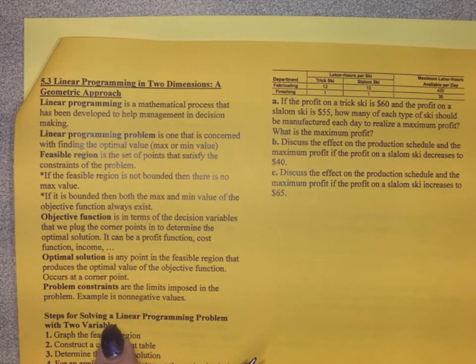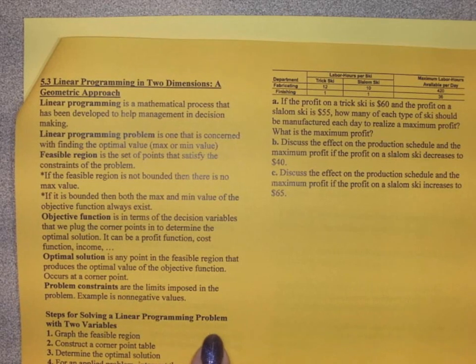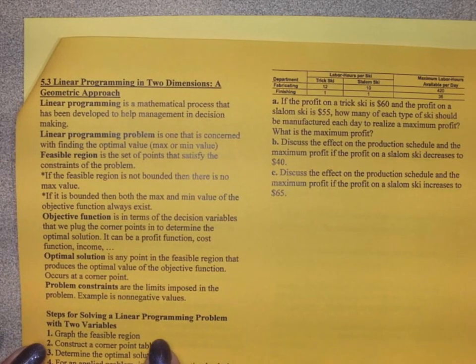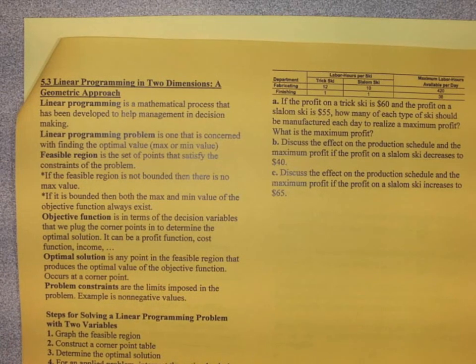Steps for solving a linear programming problem with 2 variables. We're going to graph the region, construct the corner point table, determine the optimal solution, and for an applied problem, we're going to interpret the optimal solution.